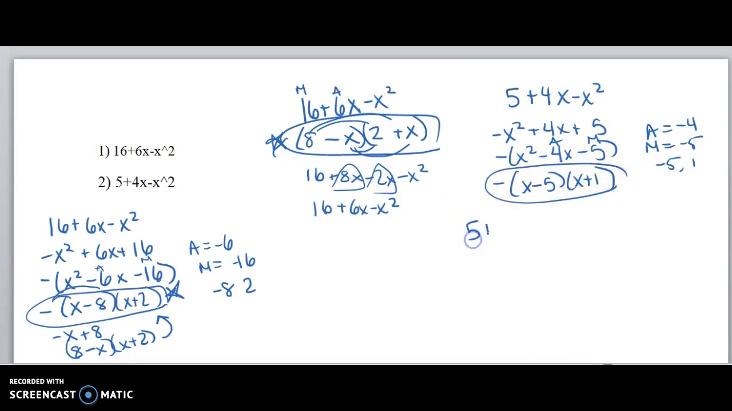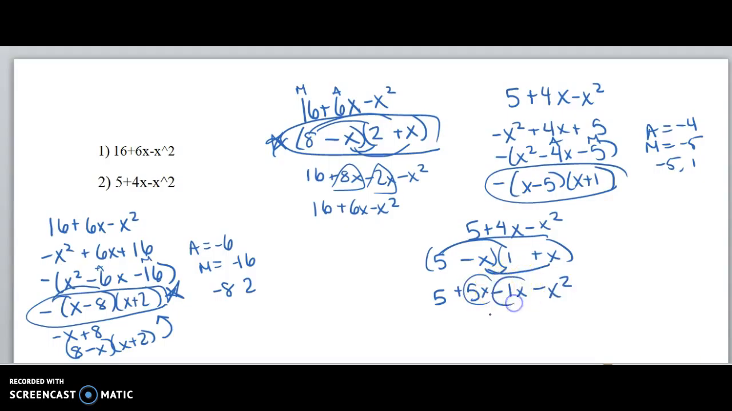The second way to do this problem is to not put it in descending order. So we'd have negative x and positive x. Negative x times positive x is negative x squared. And we need a 5, so let's try putting 5 and 1 here and see if this works. 5 times 1 is 5. 5 times x is 5x. Negative x times 1 is negative 1x. Negative x times x is negative x squared. 5x and negative 1x combine and give you 4x, so this works. So this is our answer.